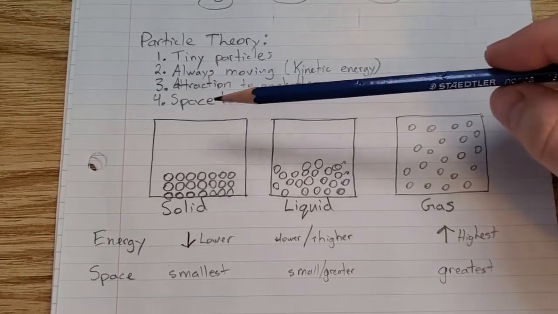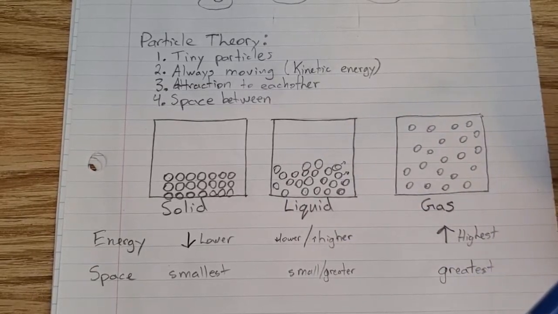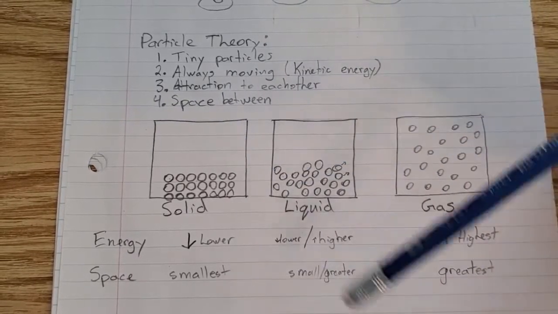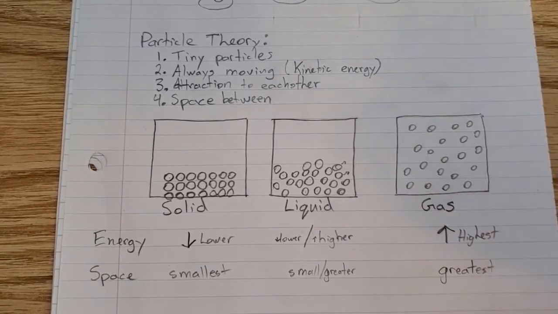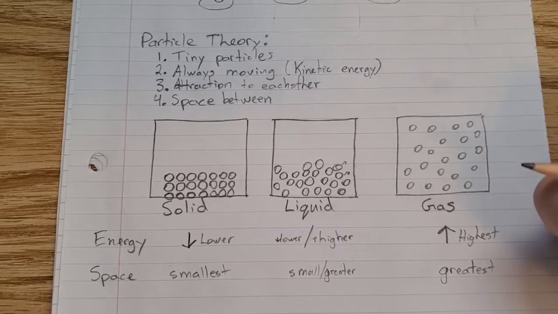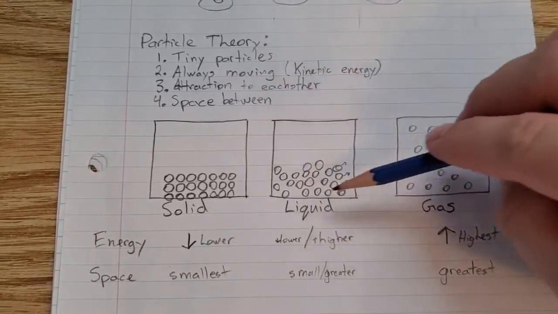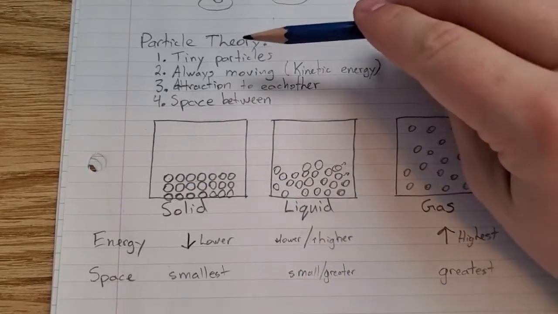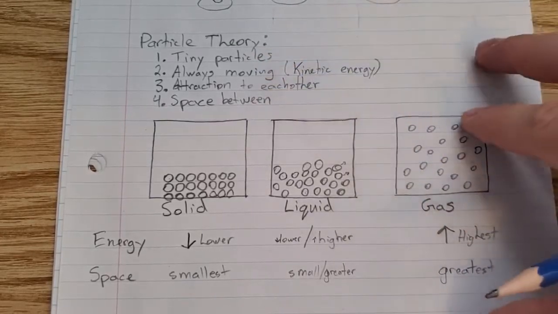And the last one is that there is space between the particles. In fact, most of what is in there is not actually the particles, but the space between them, which is a very interesting concept. Within an atom of an element, most of it is actually just open space, which is kind of interesting that things are still so solid. But it is part of the particle theory, that there's space between the particles that make up a substance. So quickly again: tiny particles always moving, attraction to each other, and there's space between them.